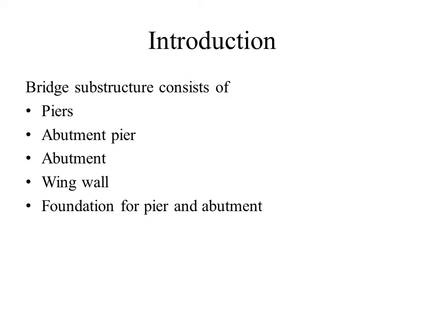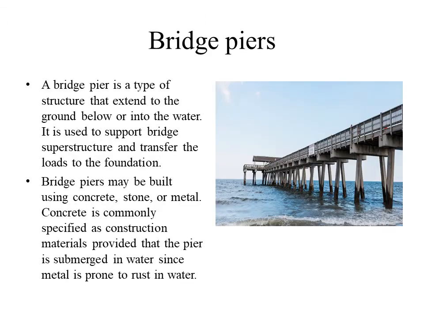In the introduction, the bridge consists of the following parts. The first one is the pier, second one is the abutment pier, third one is the abutment, fourth one is the wing wall, and fifth one is the foundation for pier and abutment. In this lecture, we will say only about the pier. The topics of abutment, wing walls, and foundation for pier and abutment we will see in the subsequent lectures. So therefore, we will start with piers.